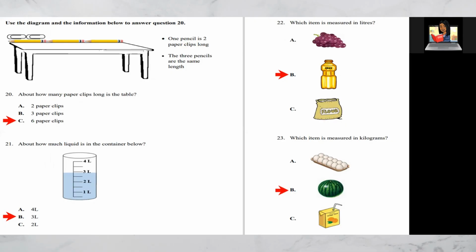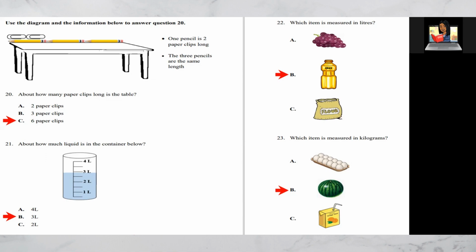Number 22, which item is measured in liters? Again, liter is talking about capacity or volume. So it cannot be the grapes. We would measure the grapes in grams. We would measure the flour in grams or even in kilograms. But the oil would be measured in liters, because oil is liquid.